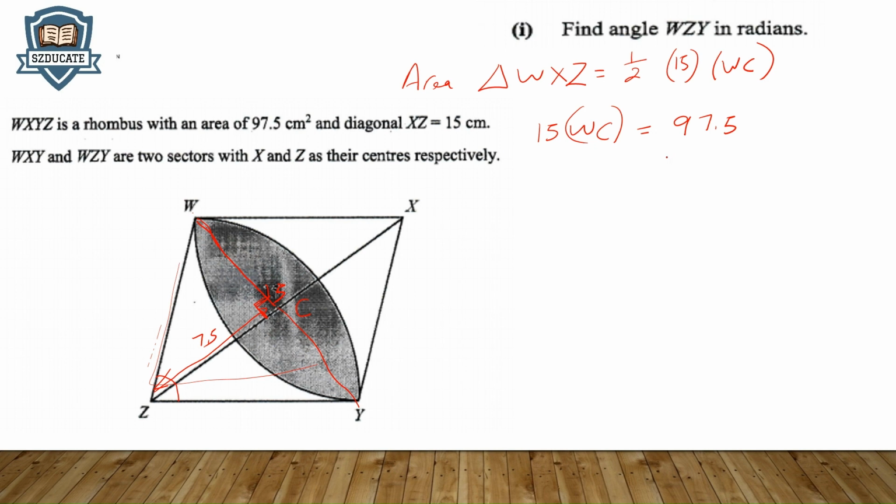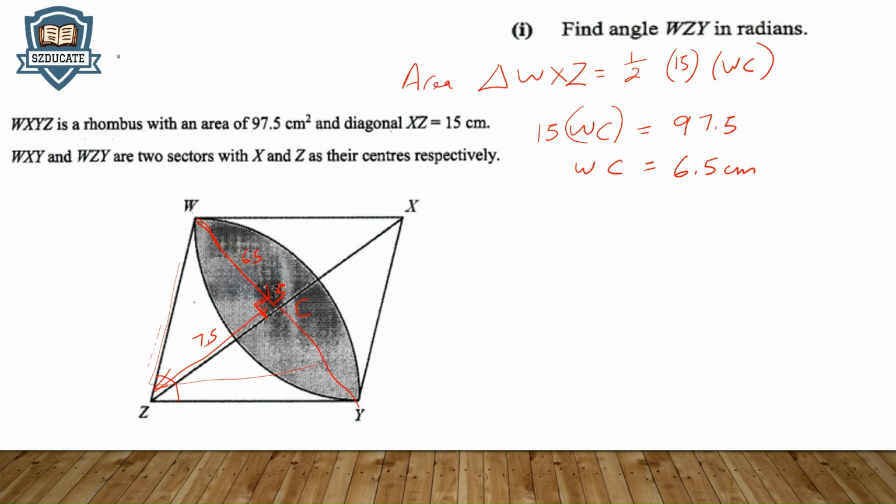I hope this is not too fast for you, because I do jump one step from here. It's not really a jump, I can just write out the detail. You can try writing it on your own. This whole area times 2 will give you the area of the rhombus. Then you can see whether you get the same thing. So WC would be 97.5 divided by 15, which gives me 6.5. And it makes sense. 6.5 cm. So this length here is 6.5.